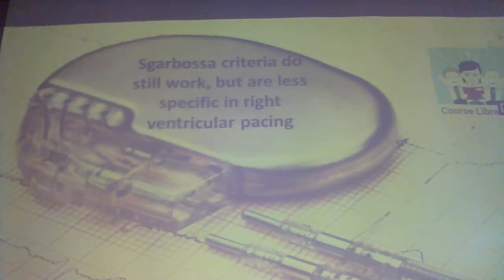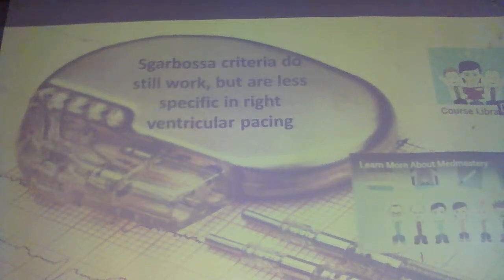So in conclusion, I hope I've been able to answer your questions about how we diagnose acute myocardial infarction in the setting of left bundle branch block. If you'd like a reminder of the Scarbossa criteria, then take a look at the handout that accompanies this video.